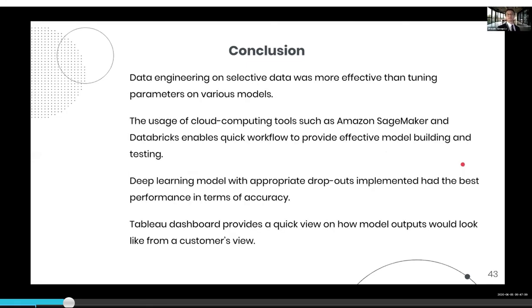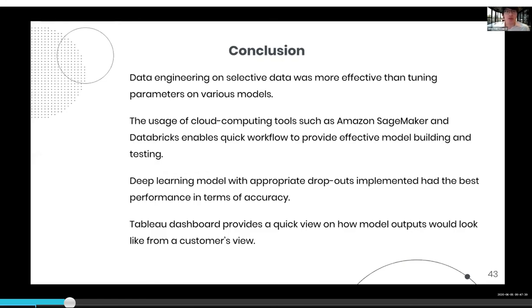A big part of our project is really the usage of cloud computing tools such as Amazon SageMaker and Databricks. It really provided a very effective model building and tracking environment. With this size of data, scalability becomes a really big issue, and those tools really help. It didn't completely solve the problem, but it definitely helps the situation a lot.